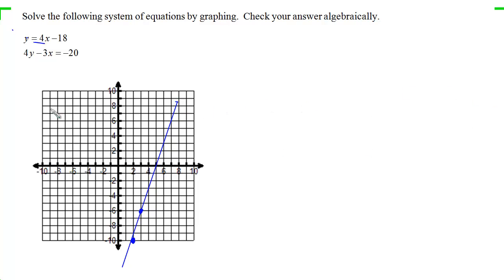And then we'll plot the second one. This is already in almost standard form, really, except this should be a positive and out in the front. But what I can do is use this to find the intercepts.